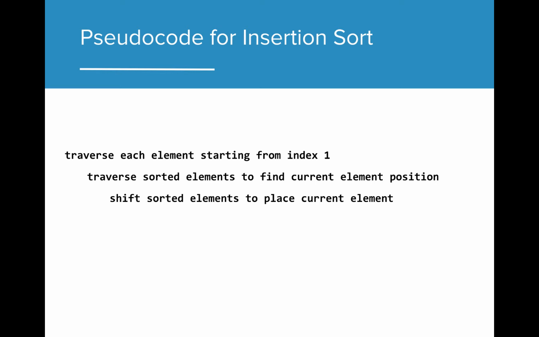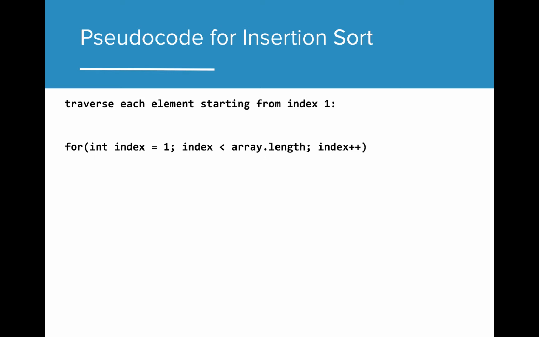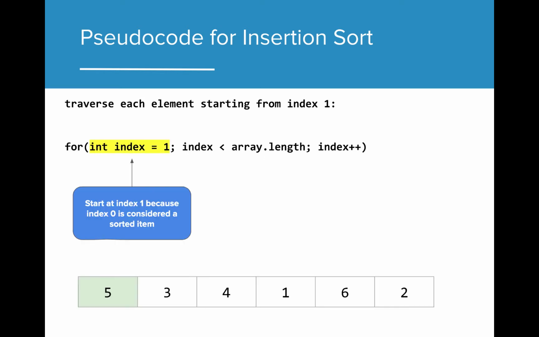Let's dive deeper to see how we can write this out. First, let's focus on the initial traversal. We can write this out using a basic for loop traversal. In this case, we started at index 1 because index 0 is technically considered sorted because there are not any other values to compare it to yet.